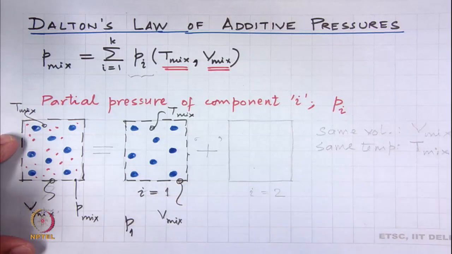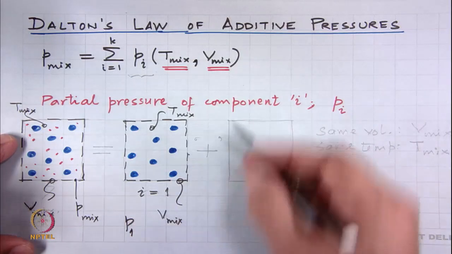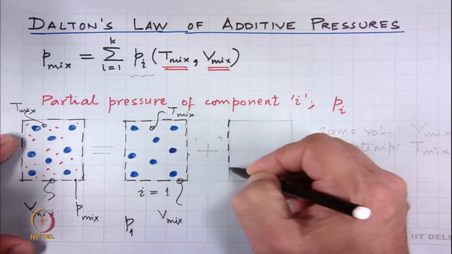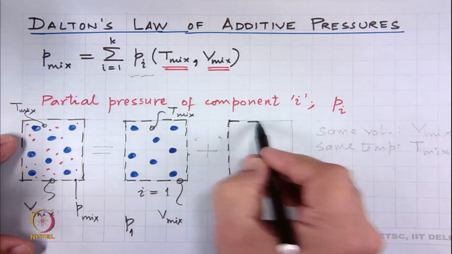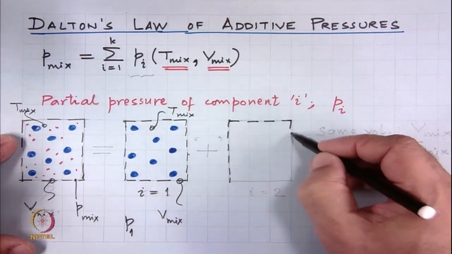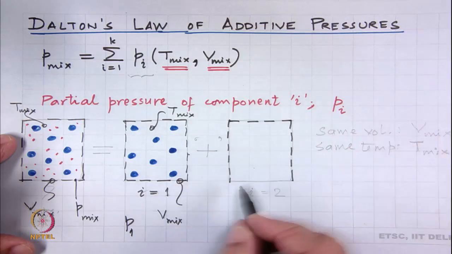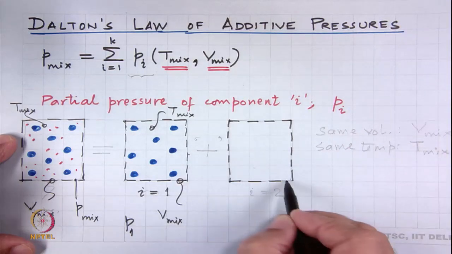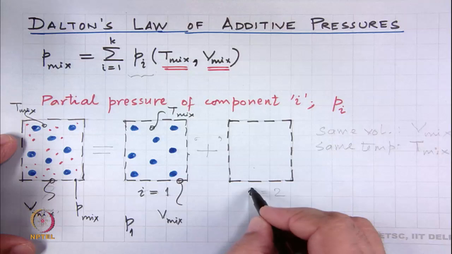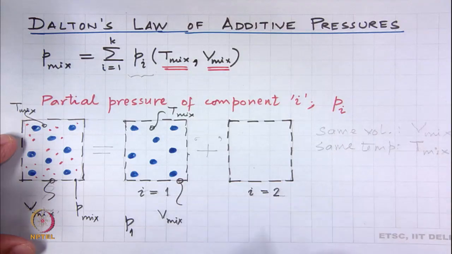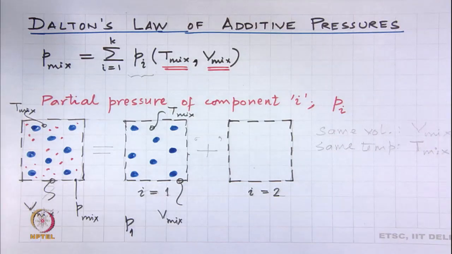And now, if it was a binary mixture, this was i equal to 1, then we do the same thing with the second component of the mixture. And now we are saying this is i equal to 2, and now we are only looking at the other species, which is the red dots over there.